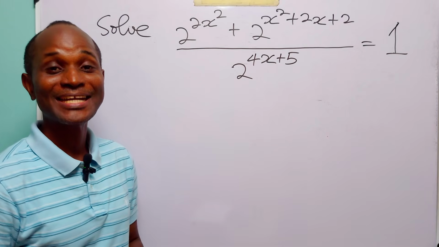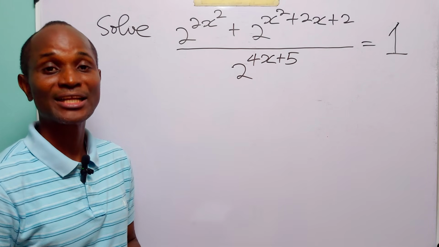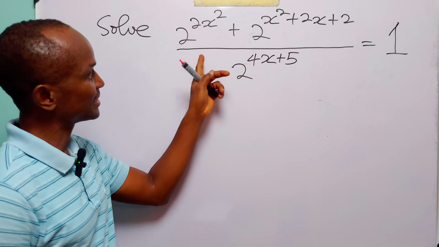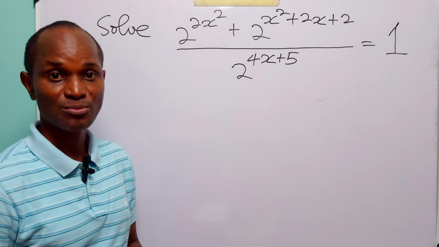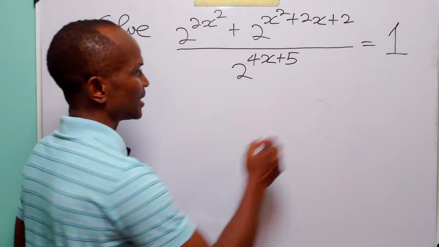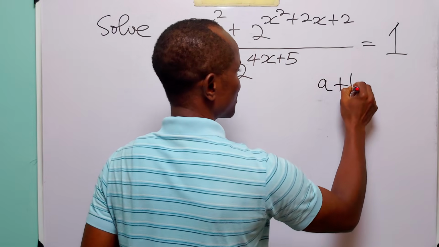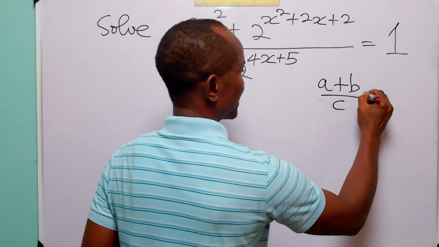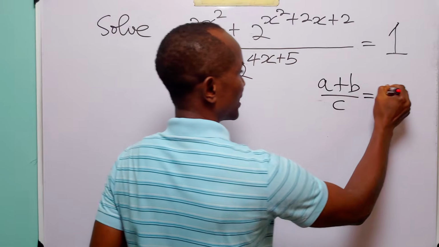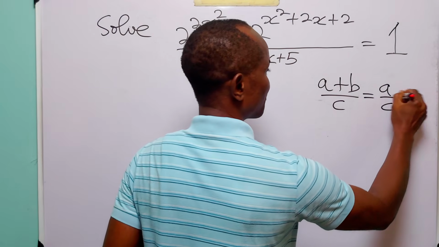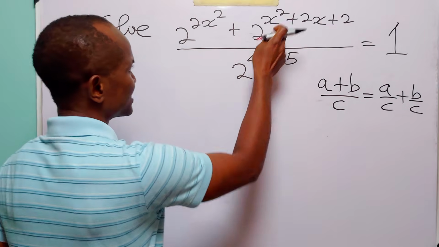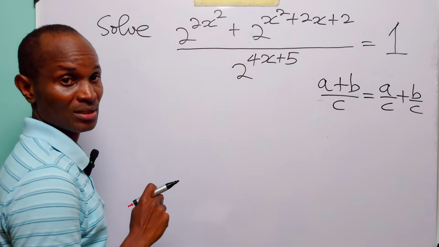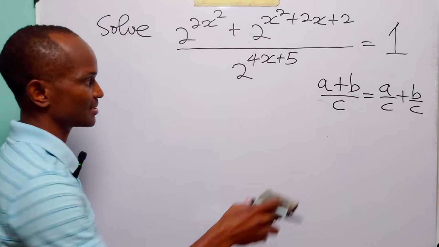Hello and welcome. In this math tutorial, our task is to find the real values of x that satisfy the exponential equation on the board. And to solve this problem, let us remember that when we have (a plus b) over c, this is equal to a over c plus b over c. So what we are going to do is rewrite this equation, and this is how we are going to write it.